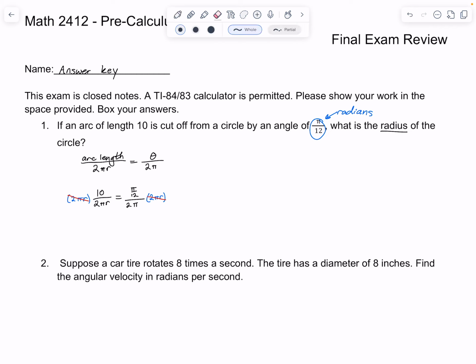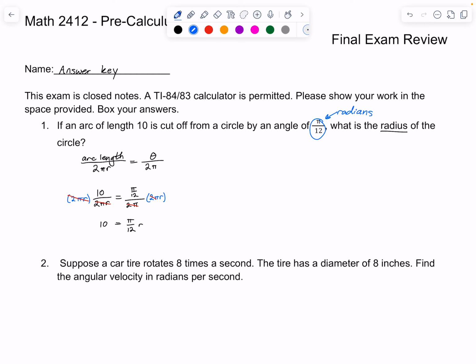So let's see, I have canceled the wrong thing. That one doesn't get canceled, that one does. Okay, so once we do that, we end up with 10 equals, oh, some parts of that cancel. Let's see, the 2 pi and the 2 pi. There we go. So it'll be pi over 12 r.